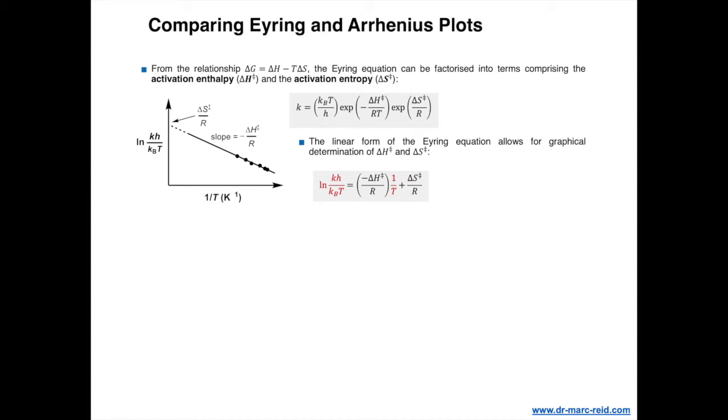The linear form of the Eyring equation can be more easily understood when the original equation is expanded into terms of enthalpy and entropy rather than the combined expression of free energy. Recall that delta G equals delta H minus T delta S. The expanded Eyring equation is therefore what we see in the top grey box on this slide. When we derive the linear form of this expanded equation, we reveal the relationship shown in the bottom grey box, the red terms showing the y and x axis of the linear plot respectively.